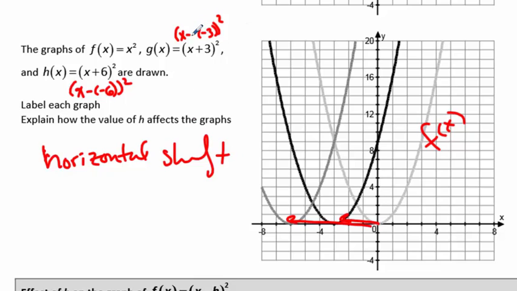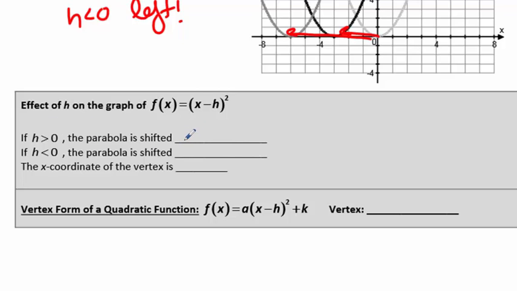And x minus negative 3, this h value is negative 3. So when your h values are less than 0, you're shifting to the left. H greater than 0, parabola shifts to the right. H less than 0, the parabola shifts to the left. The x-coordinate of the vertex is h. If the x-coordinate of the vertex is h and the y-coordinate of the vertex is k, the vertex must be h, k.